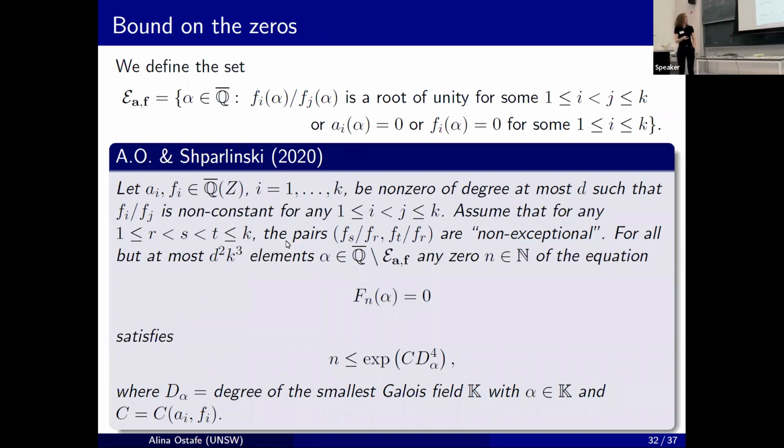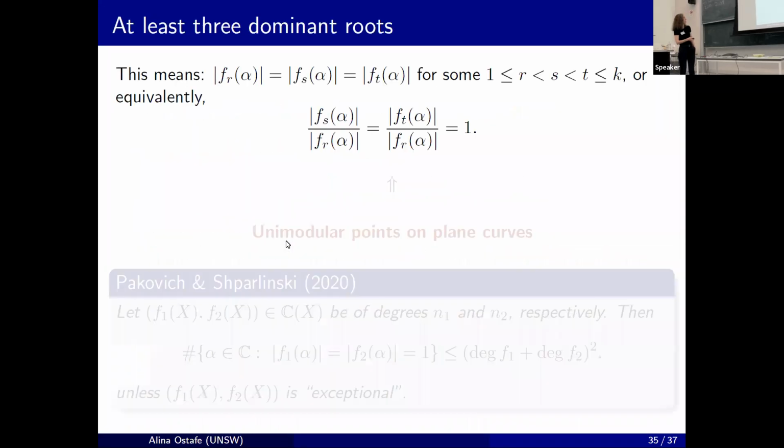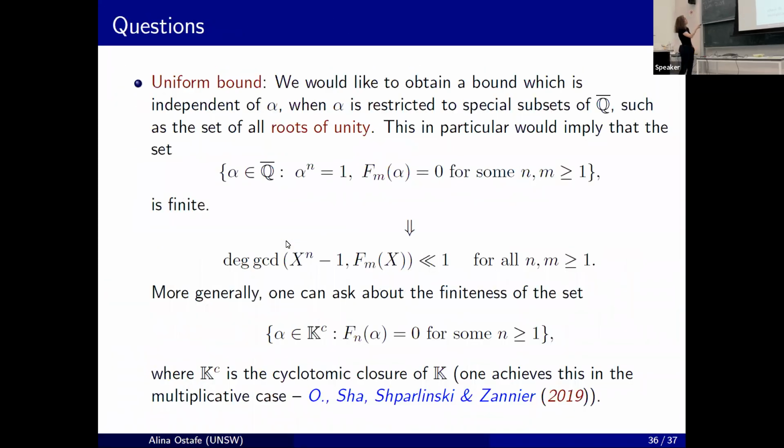For example, we reduce the domain to roots of unity. So what if we restrict alpha to being in a special subset of Q bar, say roots of unity? That is, we look at alpha in Q bar such that alpha to the n is 1 for some n, alpha is a root of unity, and alpha is also a 0 of another linear recurrence. If we can prove finiteness in this case, then again, the degree of the GCD, since this has only simple roots, the degree of the GCD is uniformly bounded.